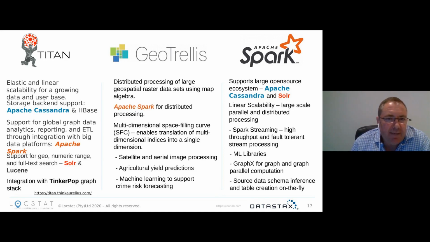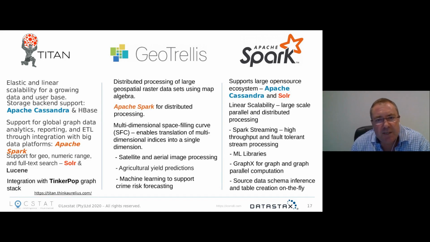What's important in this is that selecting these products, there had to be a very strong commonality in underlying support, not only for Cassandra, but supporting interactions between these elements. We selected GeoTrellis, which provides multi-dimensional space filling curves that basically enables you to translate multi-dimensional indices into a single dimension. So for instance, you may have a lot of variables in data and you want to view the effect of shifts or changes in these variables in real time in a vector-based visualization from a geospatial point of view. And that's quite important in looking at image processing, yield predictions, and importantly, machine learning support for crime risk forecasting, where we were very successful in using GeoTrellis.